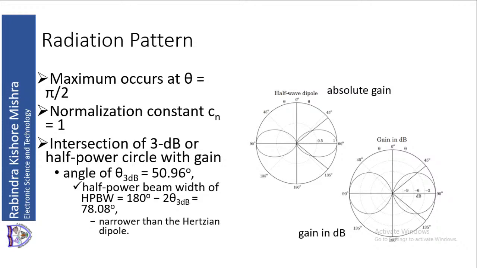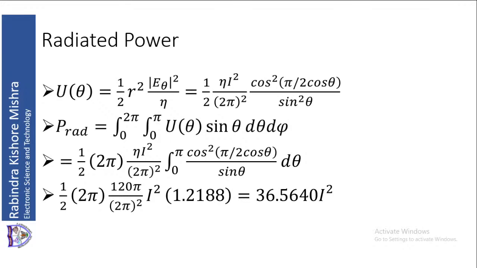Then we'll come to the radiated power. U, or the radiation intensity, is equal to 1 by 2 r square E theta square by eta. That will be equal to 1 by 2 eta, I square by 2 pi square, cos square of (pi by 2 cos theta) by sin square theta. Because we know what E theta is, we just put in the value of E theta and get this expression. So that is U theta.